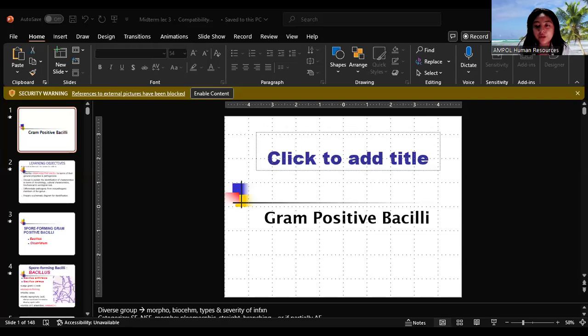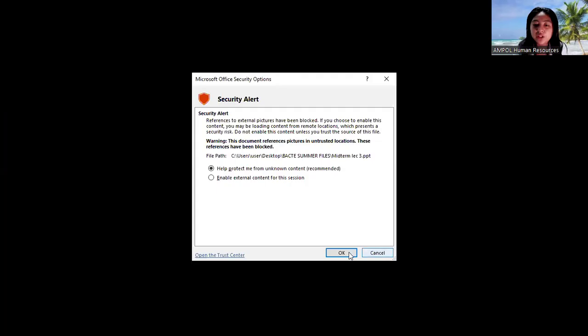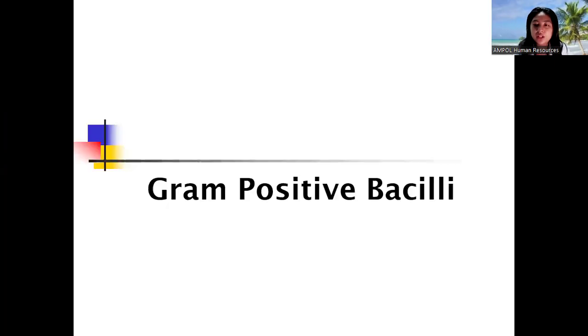So much for the gram negative bacilli. We'll now proceed with your gram positive bacilli. So much with gram negative, but do know that we still have your miscellaneous gram negative bacteria. Those miscellaneous ones are for the finals. So we'll proceed with the gram positive bacilli.